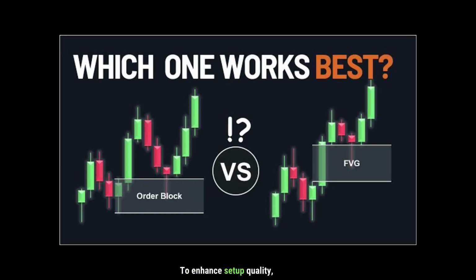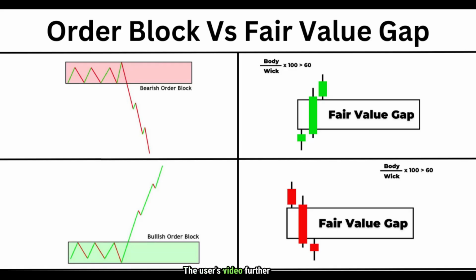To enhance setup quality, integrating smart money concepts like order blocks, which are areas of institutional interest, and fair value gaps, representing inefficiencies in price, provides additional confluence for high-probability ORB trades. The user's video further illustrates practical ways to combine the ORB strategy with these smart money concepts, overlaying order blocks and fair value gaps on the charts to refine and validate trading decisions effectively.